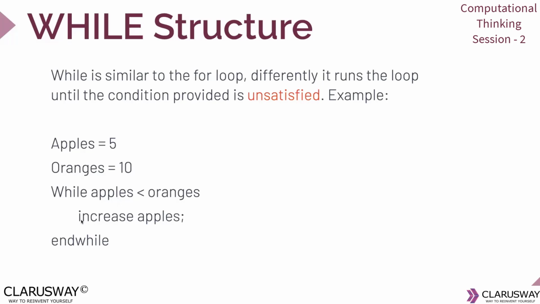We go inside the loop, and it says increase apples. So that probably means make apples 6. Apples are 6 now. We come to end while, and we go back. Once we come back to end while, we go back again to check the condition.